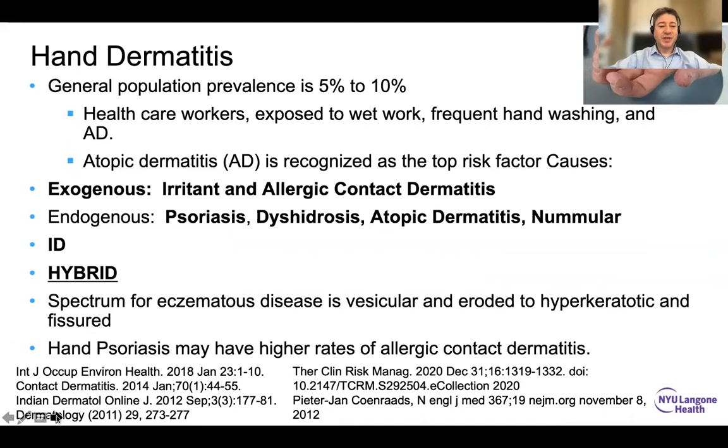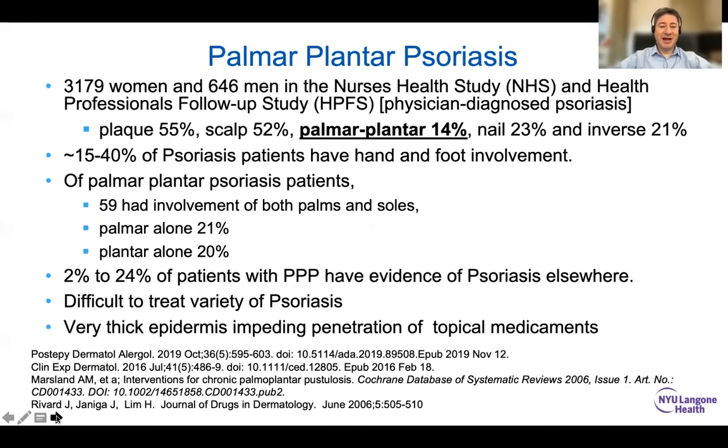dermatitis involved. For eczematous dermatitis, it can also be quite heterogeneous in its presentation. It could be acute and vesicular and erosive, or it could be hyperkeratotic and fissured. And they completely look different and behave differently and may respond to treatments differently. Also, just because one has hand psoriasis doesn't protect them from getting allergic contact dermatitis of the hands. And when the hands and feet are involved, their rates of allergic dermatitis may be higher.